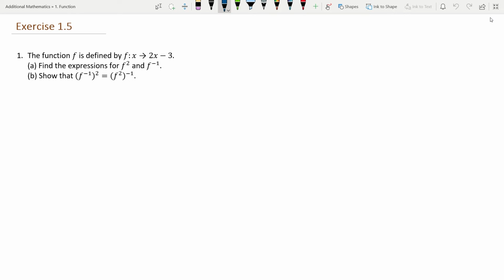Question 1. The function f is defined by f: x maps to 2x minus 3. A. Find the expressions for f squared and f inverse. f squared of x is equal to f of f of x.